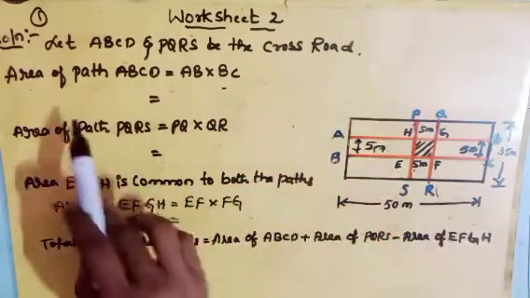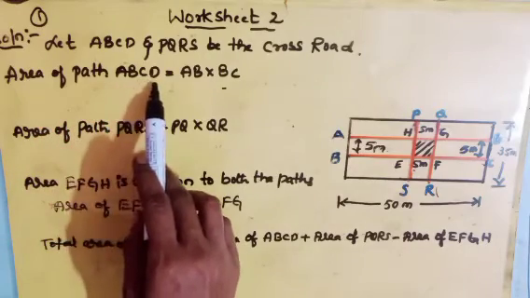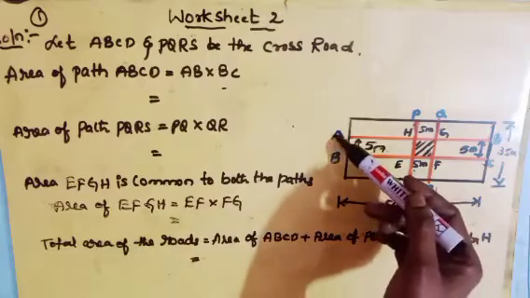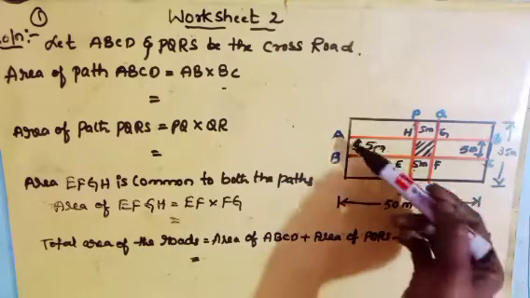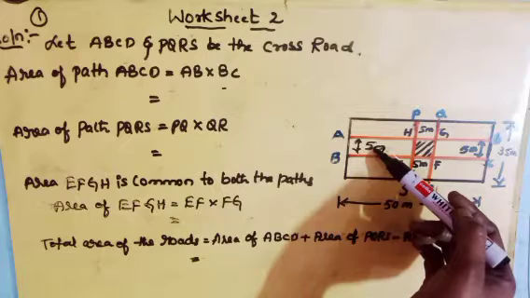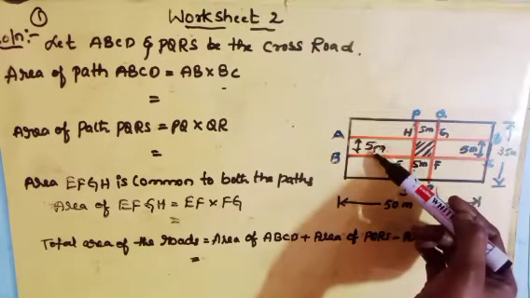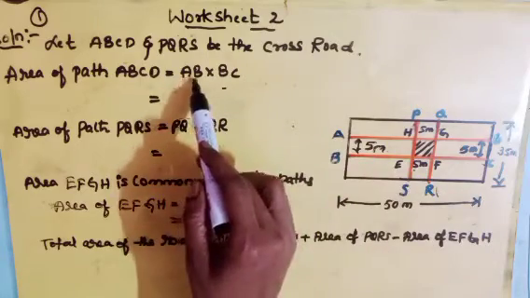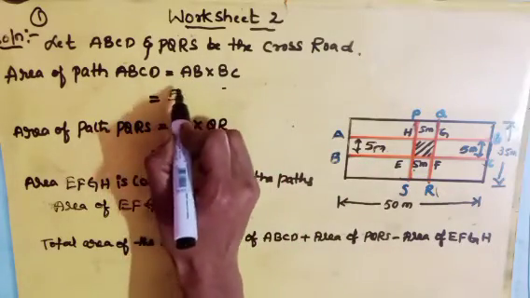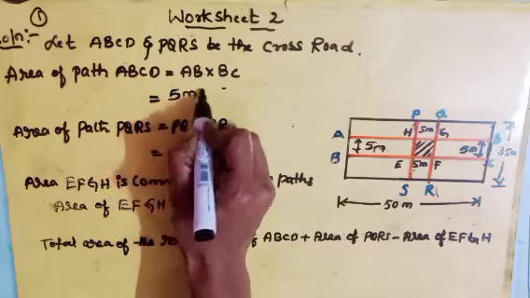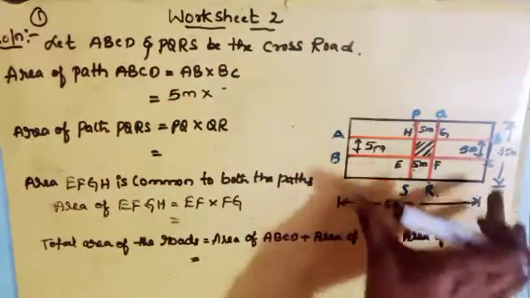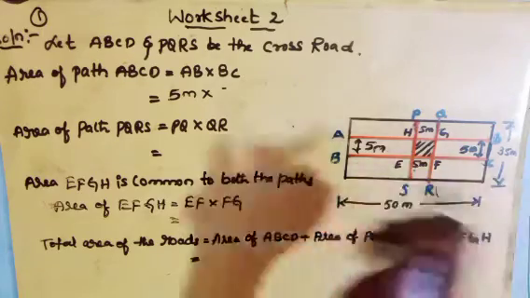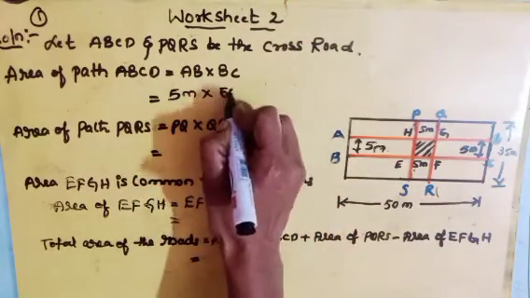So let us find the area of ABCD. Area of ABCD equals length into breadth, that means AB into BC. AB equals 5 meter, it is given in the question. The width of the path is 5 meter, so let us take AB as 5 meter, into BC. BC is parallel to the length, which is 50 meter. So BC equals 50 meter.